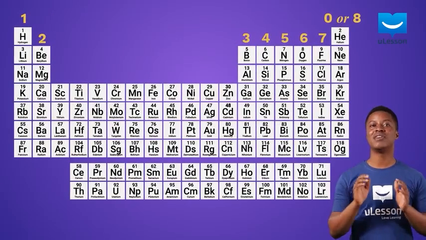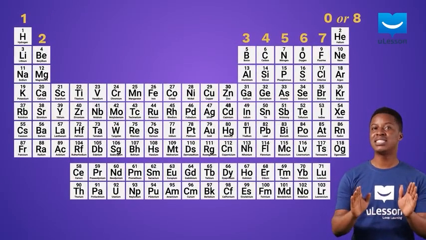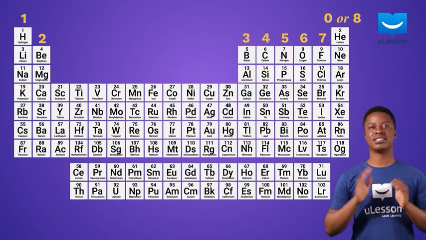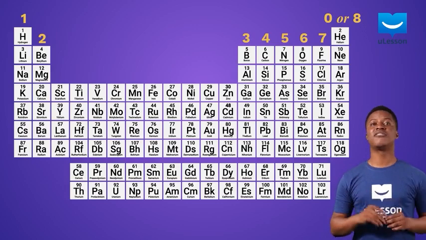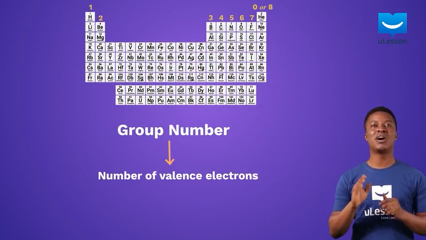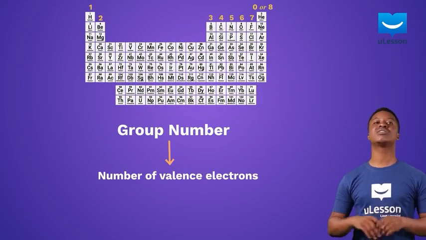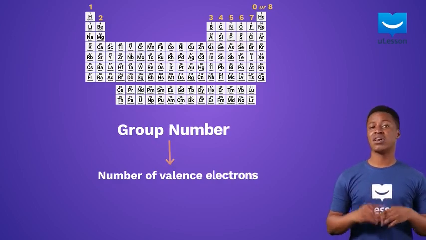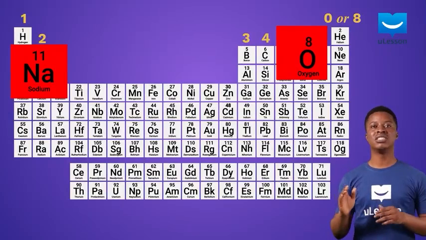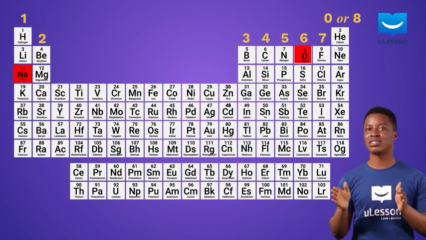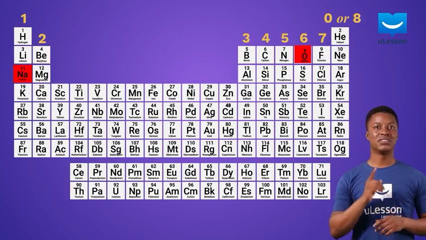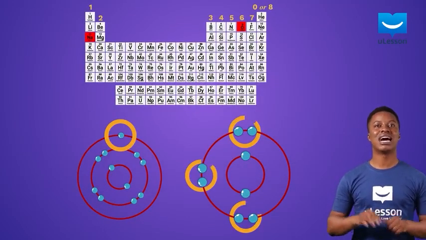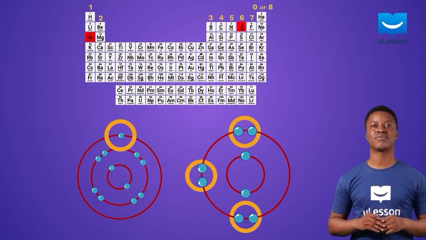There are 18 groups of elements in the periodic table, but for simplicity and easy understanding, we will be numbering the groups 1 to 8. Now, the group number of an element tells you its number of valence electrons. Of course, valence electrons are the electrons in the outermost shell of that element. For example, sodium and oxygen are found in group 1 and 6 of the periodic table respectively. This means that sodium has 1 electron in its outermost shell, while oxygen has 6 electrons in its outermost shell.